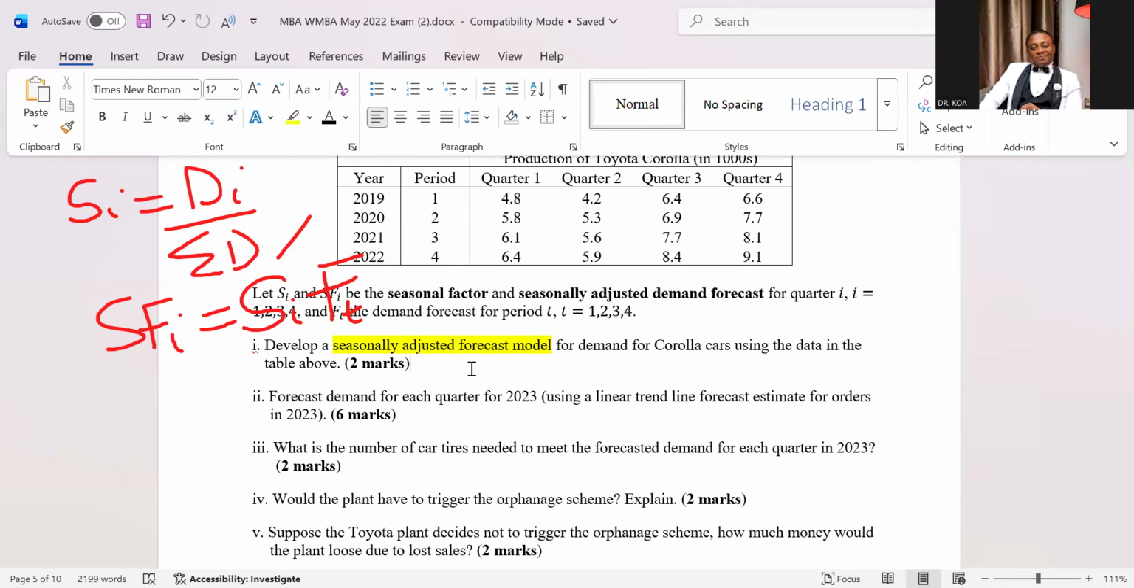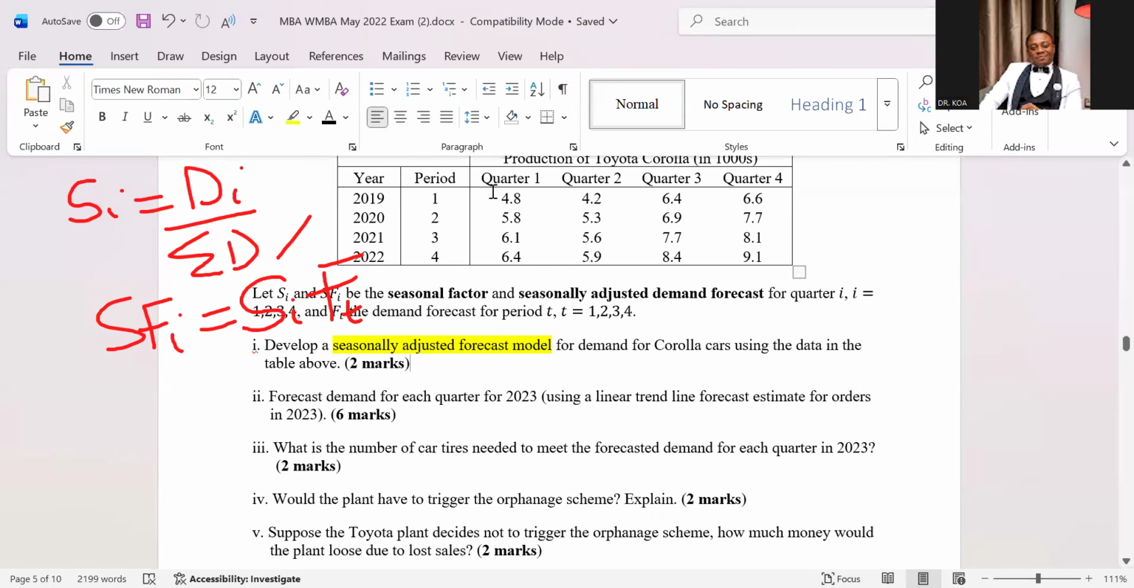Okay, so now that you know this, we are going to calculate for 2 marks the seasonally adjusted forecast model. It's just a model we formulated. But to do the model, you need to find the SI. So now, everybody calculate the SI and tell me the SI. So SI means you should know the demand for that quarter divided by the total demand.